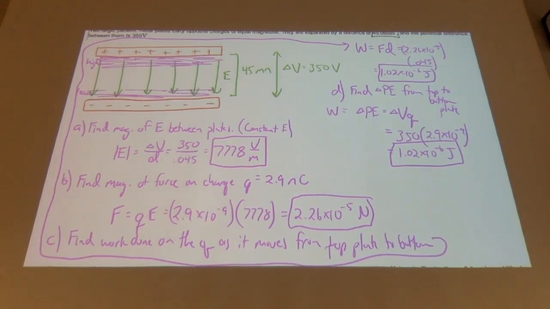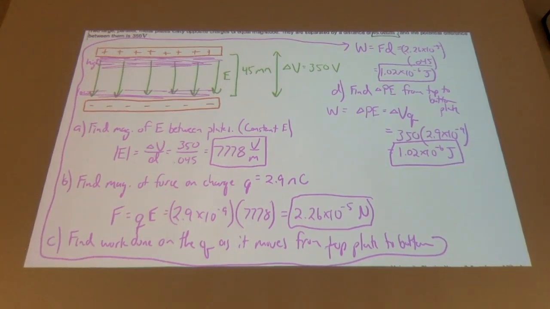Does anybody have any questions on this particular example? Yeah. I might have just missed this entirely. What is the unit for potential difference? Volts. So then, because of the fact that it's force times distance, it's in meters and volts. Volt times coulomb results in joules. So both numbers work. Yeah. Okay. Anyone else?